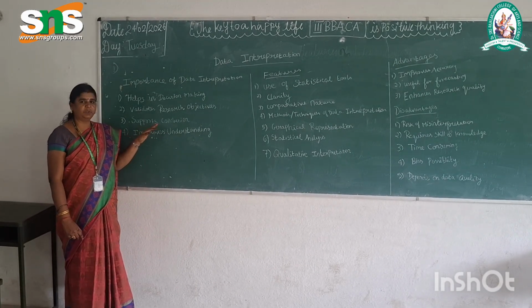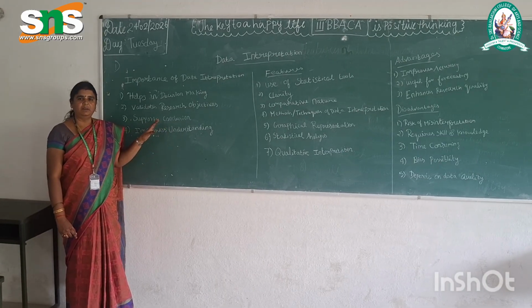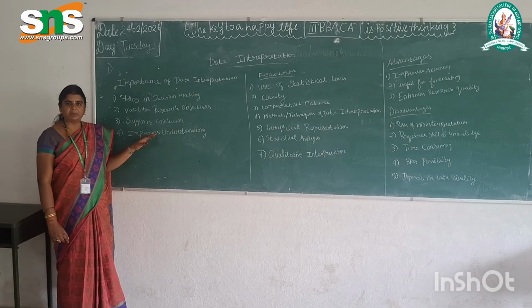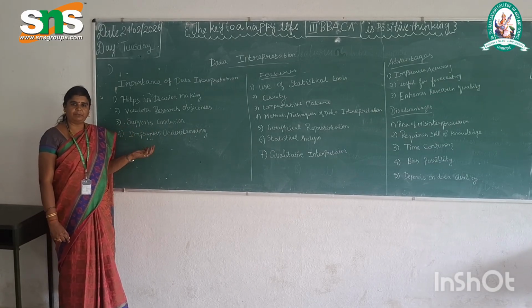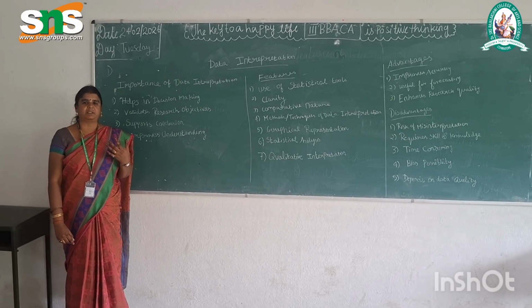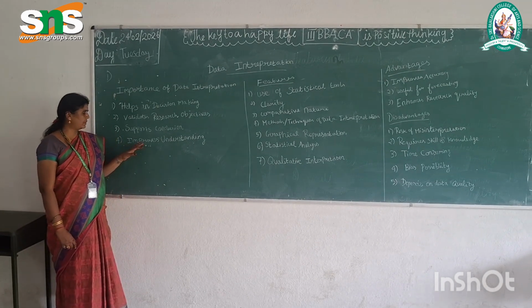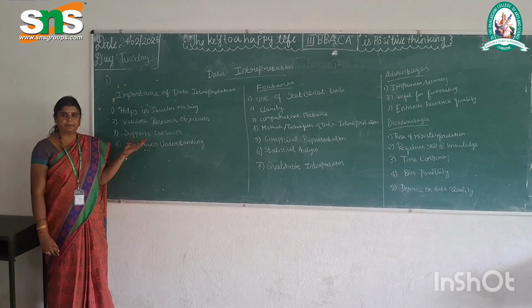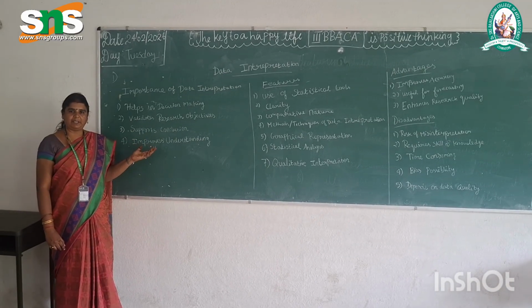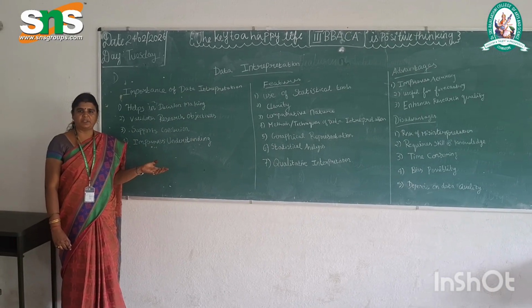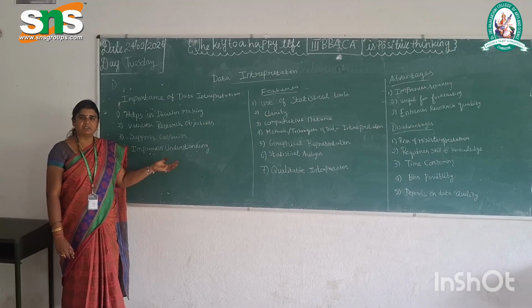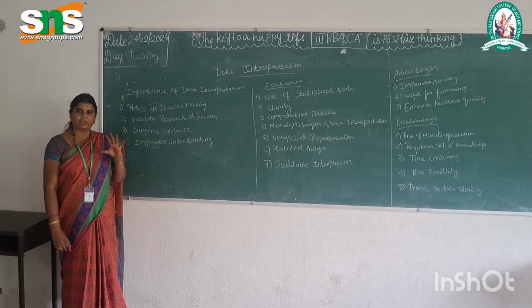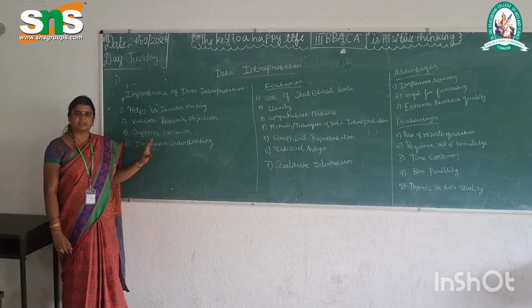Next one, support conclusion. Here we are converting the findings and recommendations. These recommendations and findings will be helpful for the researcher to reach better conclusions. Next one, improves understanding. For our data interpretation, we have to use tables, charts, diagrams, bar graphs, etc. This will help the researcher to understand the information thoroughly.